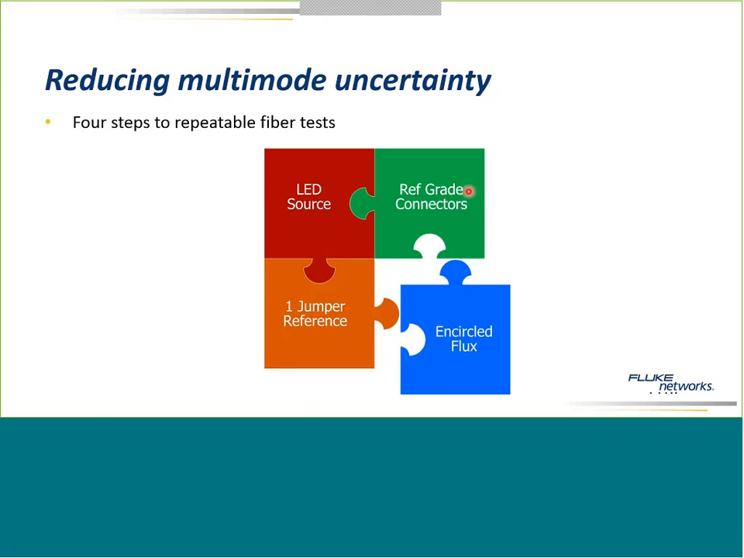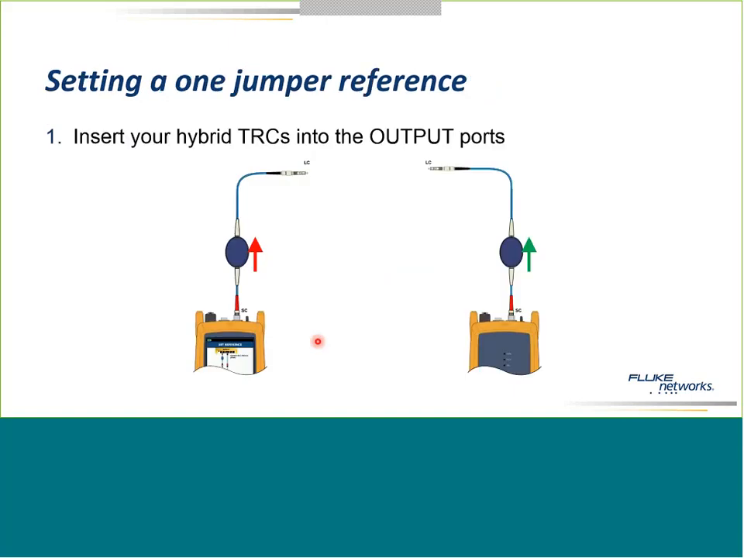We want to use reference grade connectors, and we want to make sure that our test reference cords comply with the encircled flux requirements. And then, of course, we want to set a one jumper reference. I can't emphasize enough how important it is to set a one jumper reference.